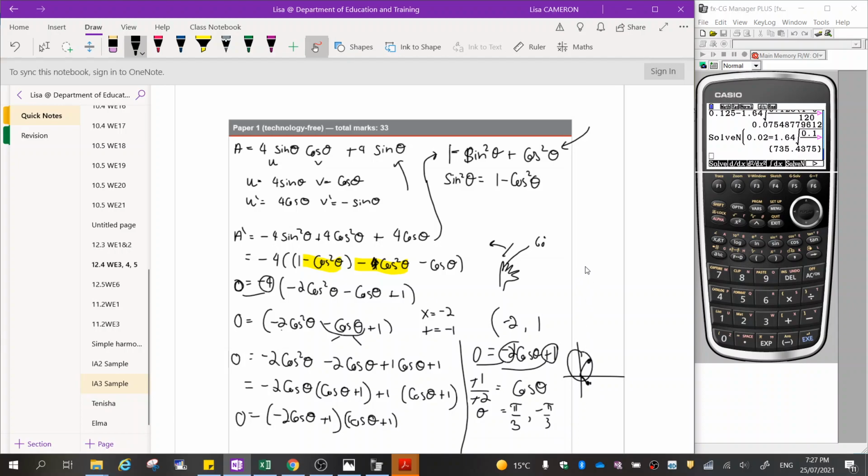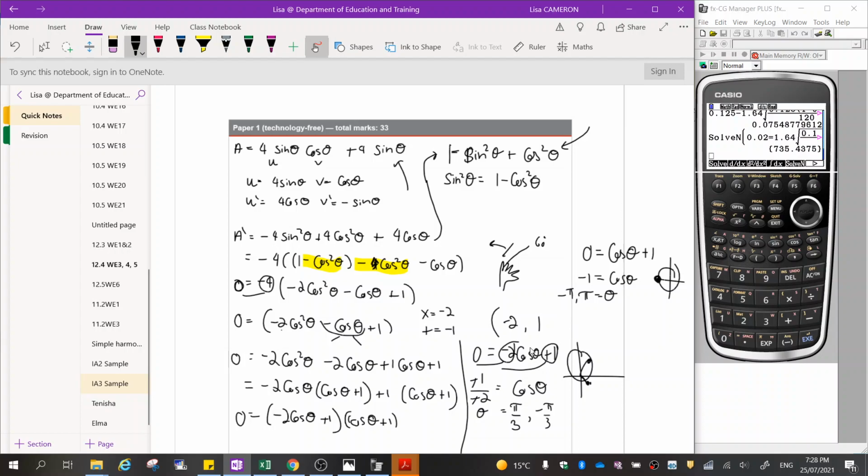Next value that we're going to try, we're going to let the other bracket equal 0. So 0 equals cos theta plus 1. So then we want the values for cos theta equals negative 1. So they are the values over here on our unit circle, meaning that theta must be equal to pi here, or negative pi. Now, we were given a domain.